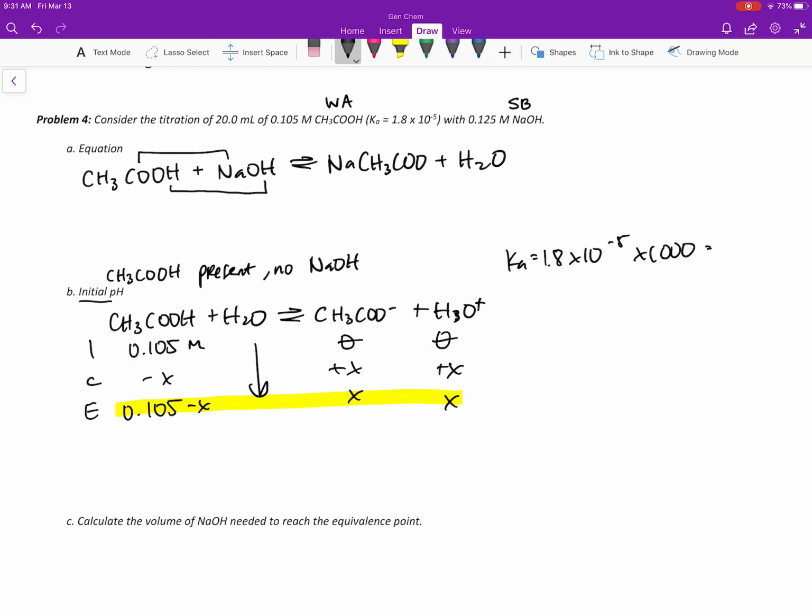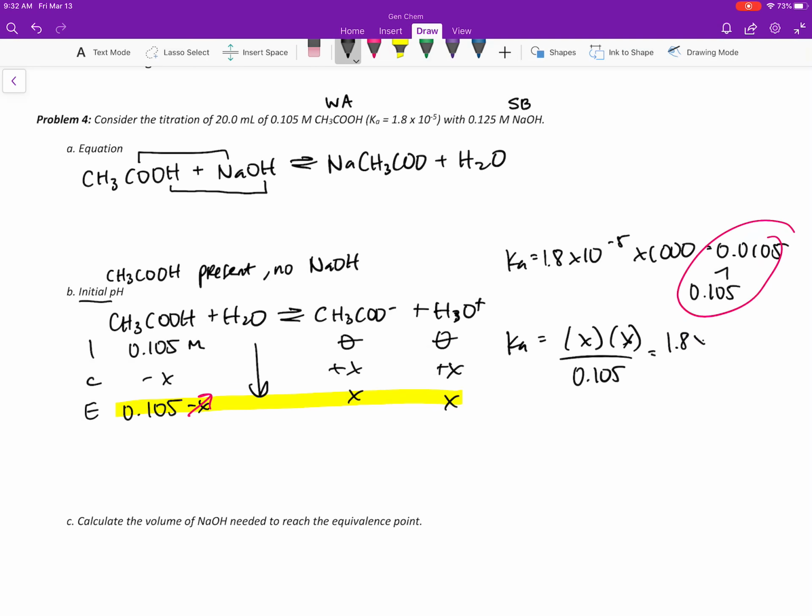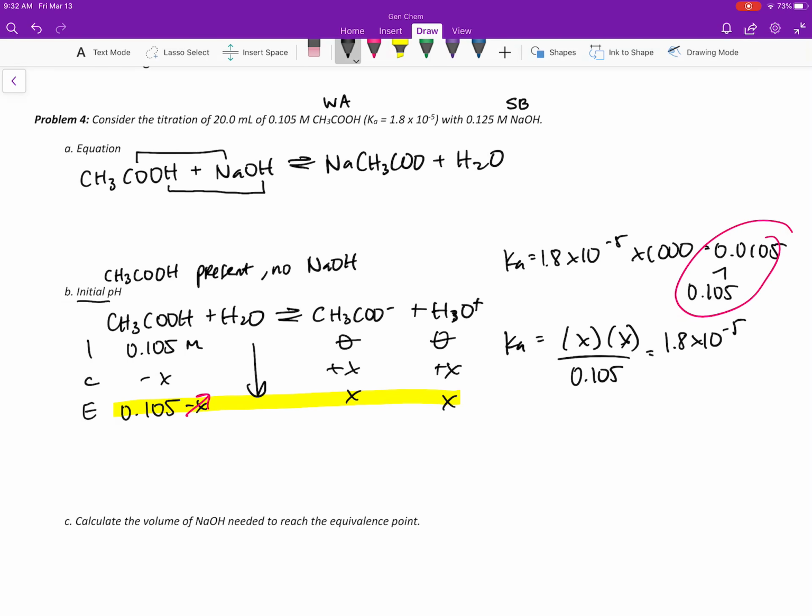It's going to leave me with, which is less than the starting amount of 0.105, meaning I can get rid of this minus x, which simplifies my life significantly. So now I'm going to take the products over the reactants, just like we've been doing all along for several lessons now, in fact several chapters. And I'm going to solve for x, which x is going to come out to be 0.001357 molar.